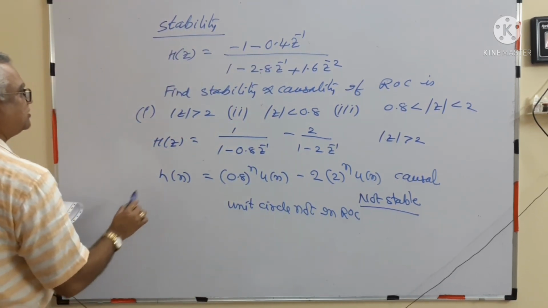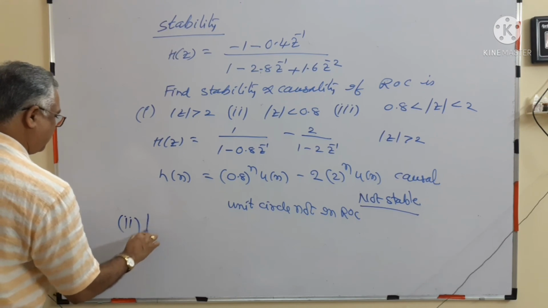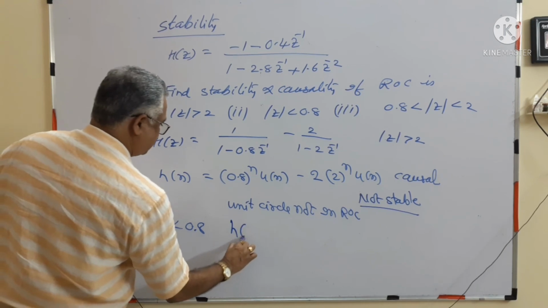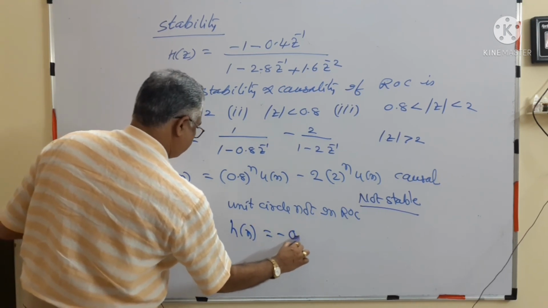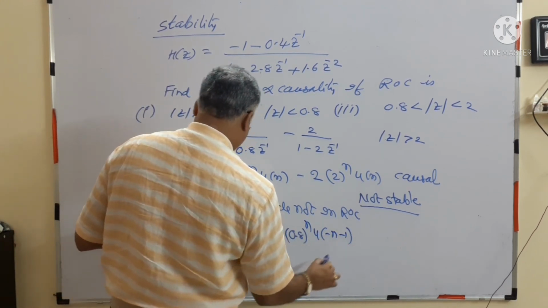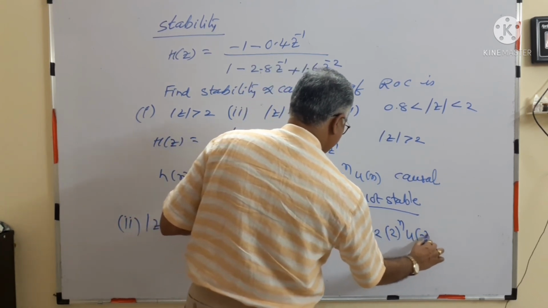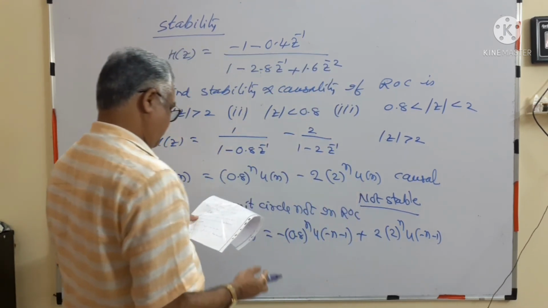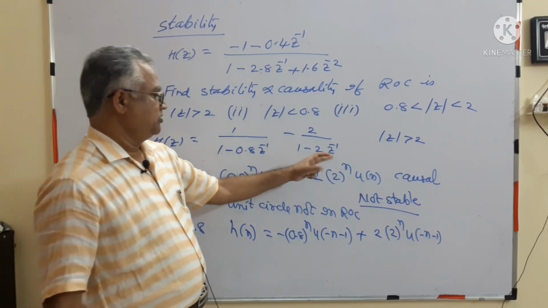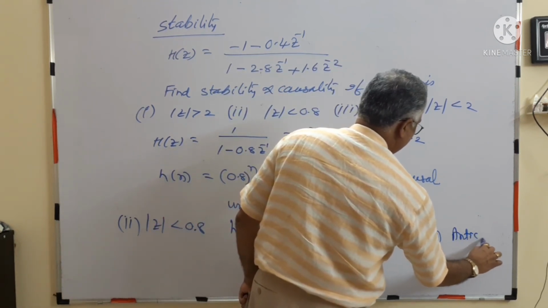Similarly, the second case is what? Case 2, mod z less than 0.8. So what is h of n under this case? Minus 0.8 to the power of n u of minus n minus 1 plus 2 power n u of minus n minus 1. So here mod z less than 0.8. Both are left side. Both are left side means anti-causal.